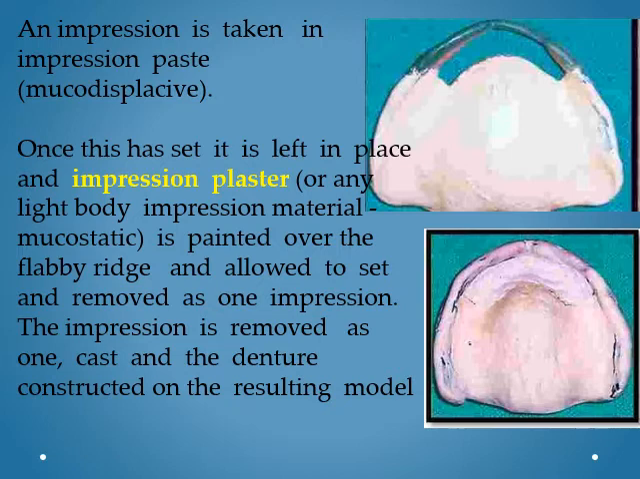An impression is taken in the impression tray. Did you notice? Once this has set, it is left in place, and impression plaster or any light body mucostatic impression material is painted over the flabby ridge, allowed to set, and removed as one impression. The impression is removed as one cast and the denture is constructed on the resulting model. At the same time, I do not remove my impression; I go to the open part, put impression plaster or any light body impression material, and my impression stays in place until it sets, then it is removed all at once and we pour it.